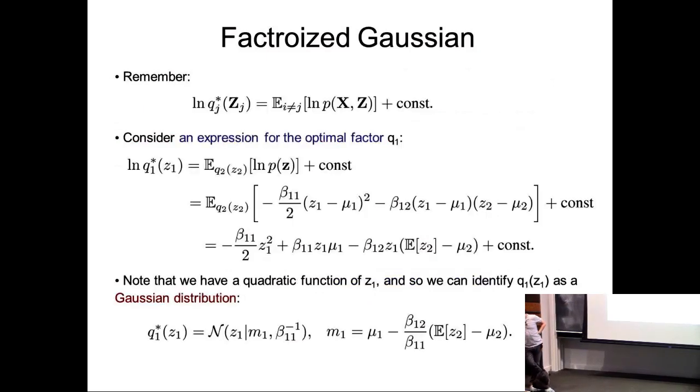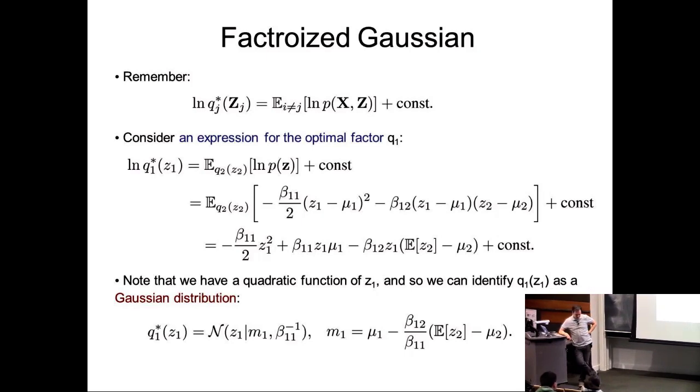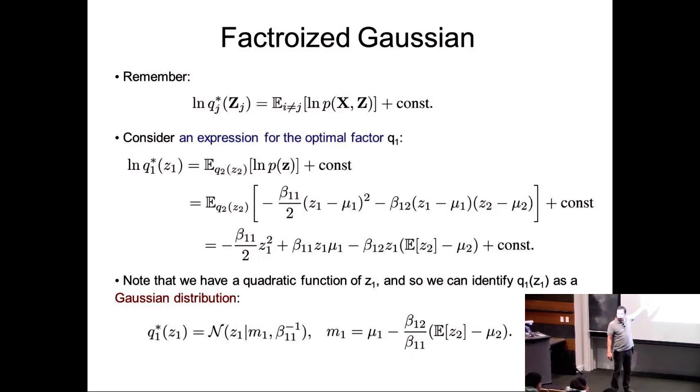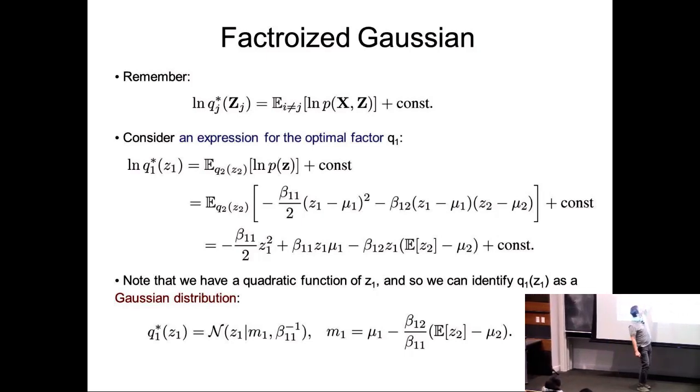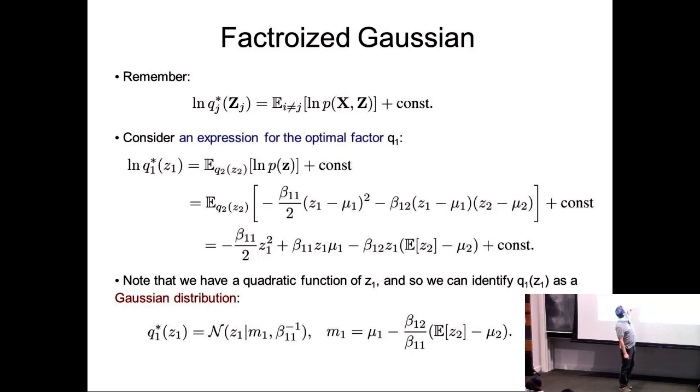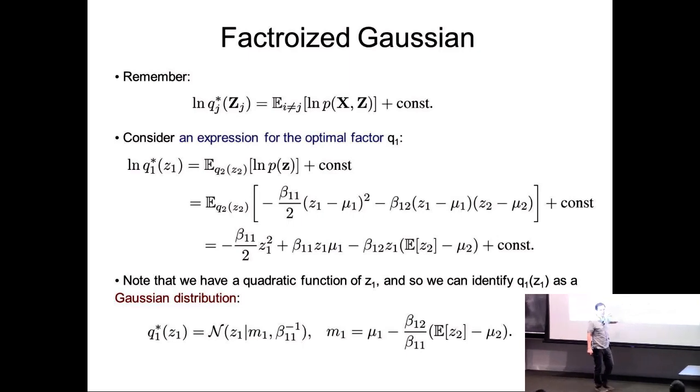Remember, the log of the optimal one is just the expectation of the log of the joint. So let's look at the expression for the optimal one. It is taking the expectation with respect to Q2 of the log of P of z, a two-dimensional Gaussian. So what is this two-dimensional Gaussian? If I write this up and I leave only the factors that depend on z2, that should be z2, sorry, it shouldn't be z1. My mistake. And then there is another factor that also depends on z2.